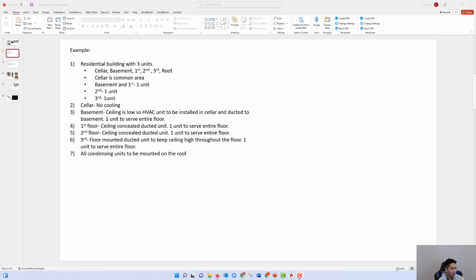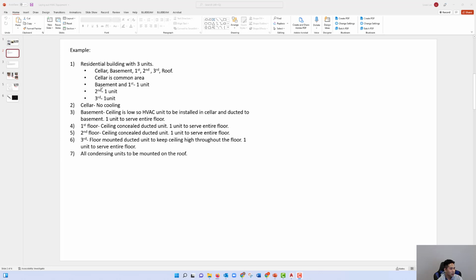Okay, so for this example, we have a residential building with 3 units. So it's a 3-family unit. It's going to have 3 floors plus a cellar and a basement, so a total of 5 floors here. The cellar will be a common area, meaning that all occupants of this building have access to it. Generally it can be used for storage or to check on utility meters such as gas and the water service meters.